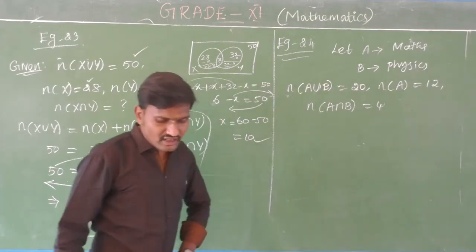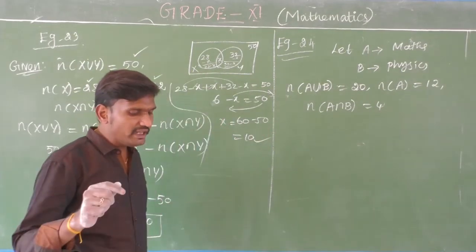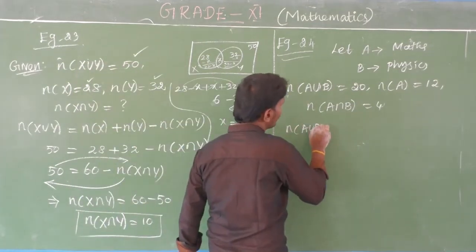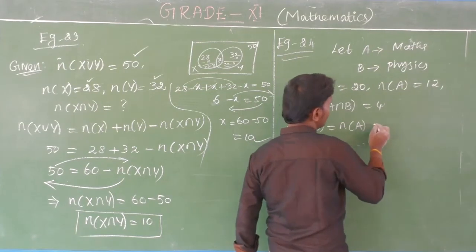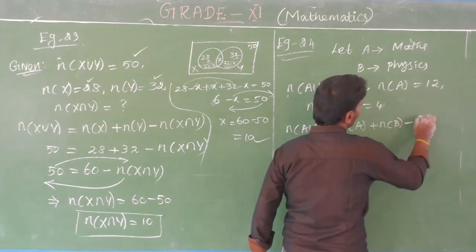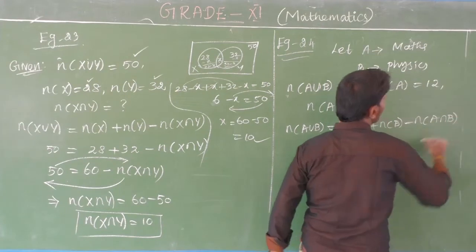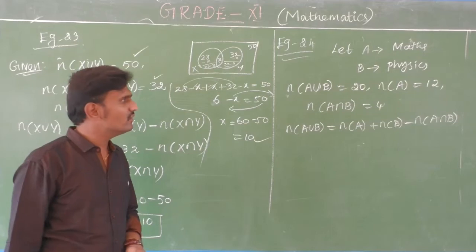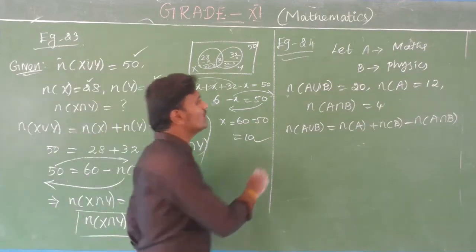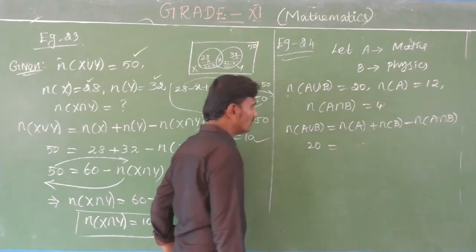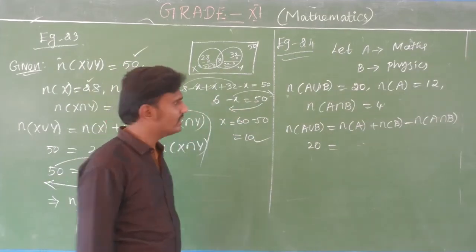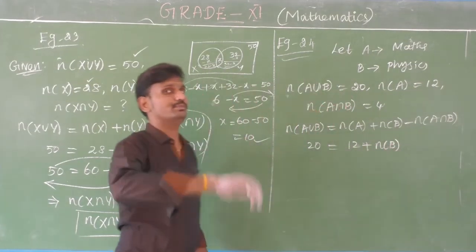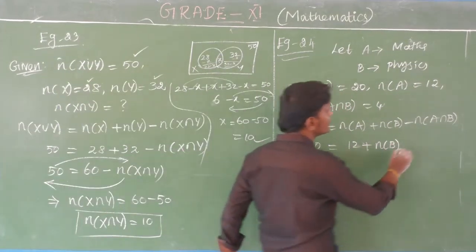So what is the question asking now? Find how many teach only physics. It is very simple using the formula n of A union B is equal to n of A plus n of B minus n of A intersection B. For that we have to substitute the given. What is given? First A union B, so this one is 20, which is equal to n of A, which is 12. And we don't know n of B, so mention n of B only. And n of A intersection B is 4, minus 4.